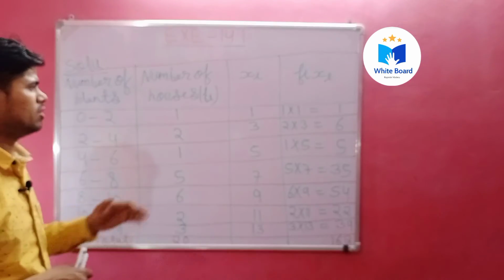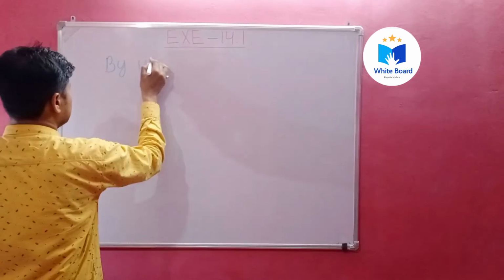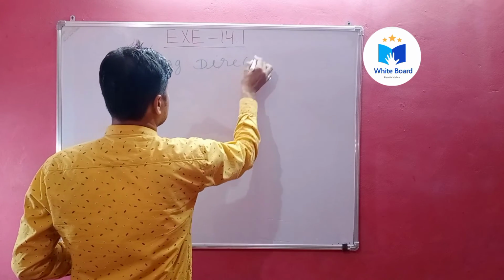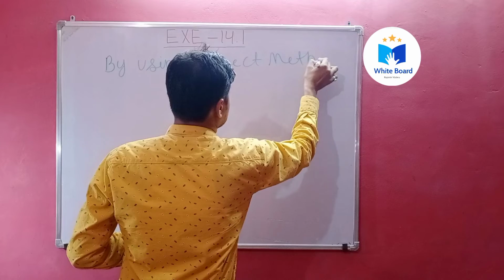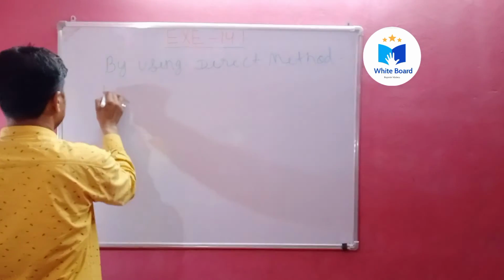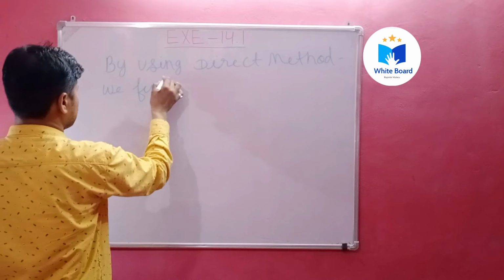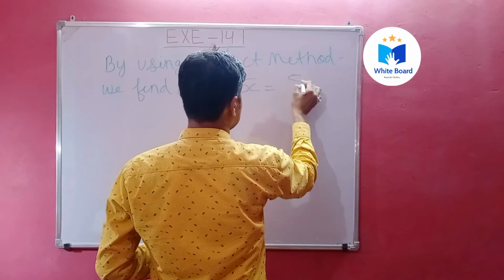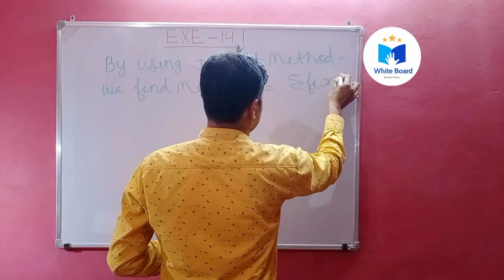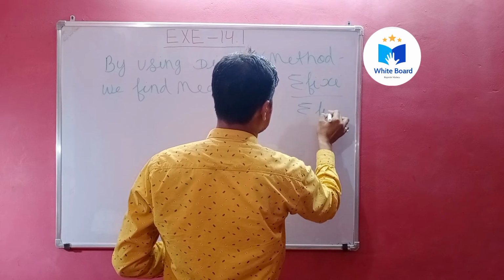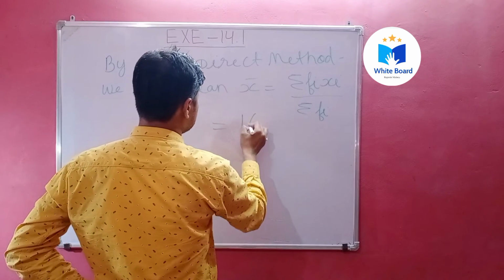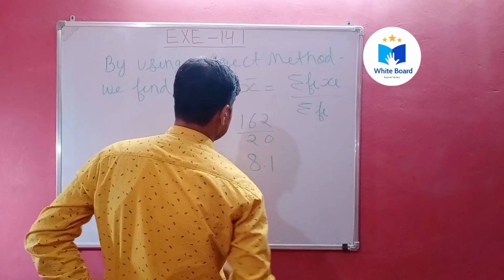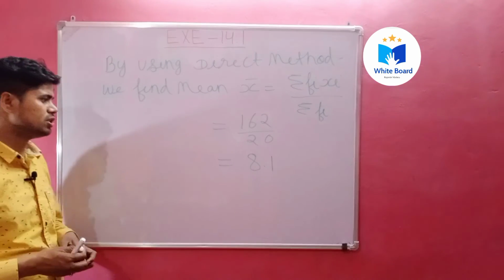Now I rub the board and you will just note it down. By using direct method you find mean: x bar equal to summation fi xi upon summation fi, and this will be equal to 162 divided by 20. On dividing we will get 8.1. This is the required answer of our question.